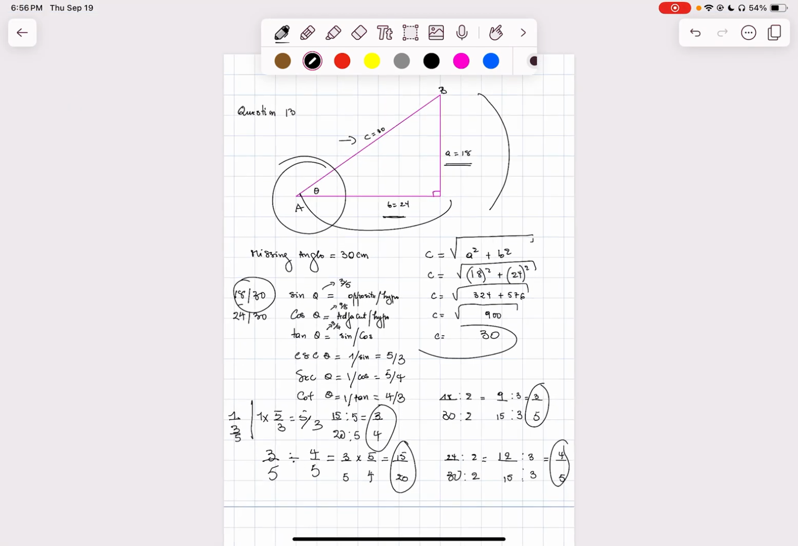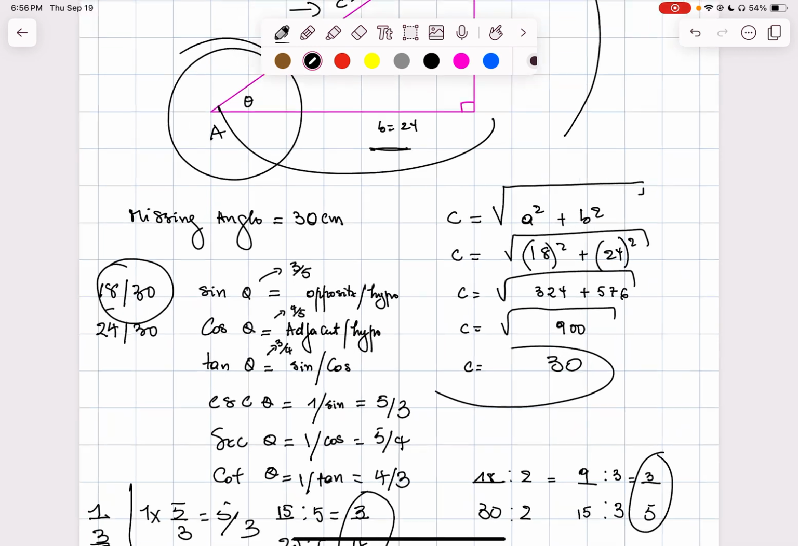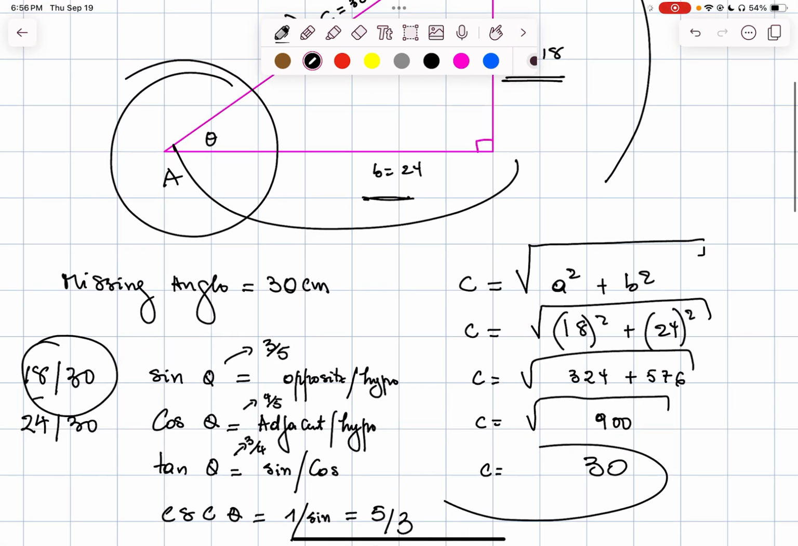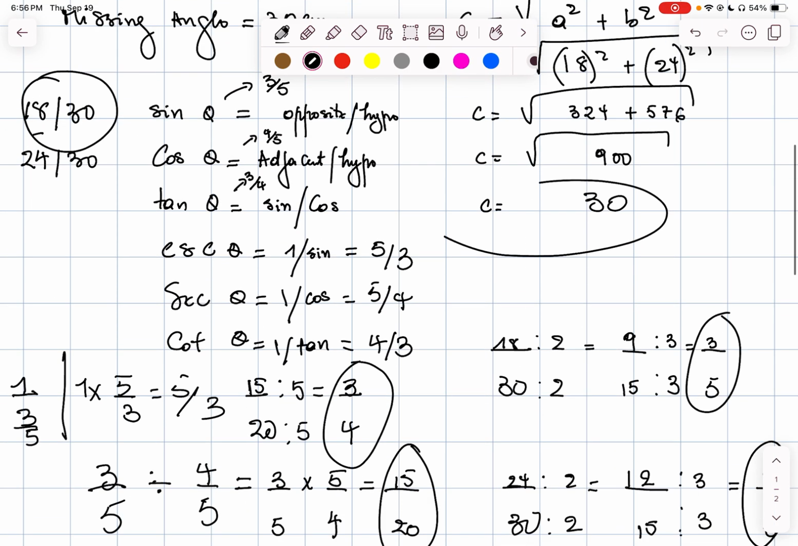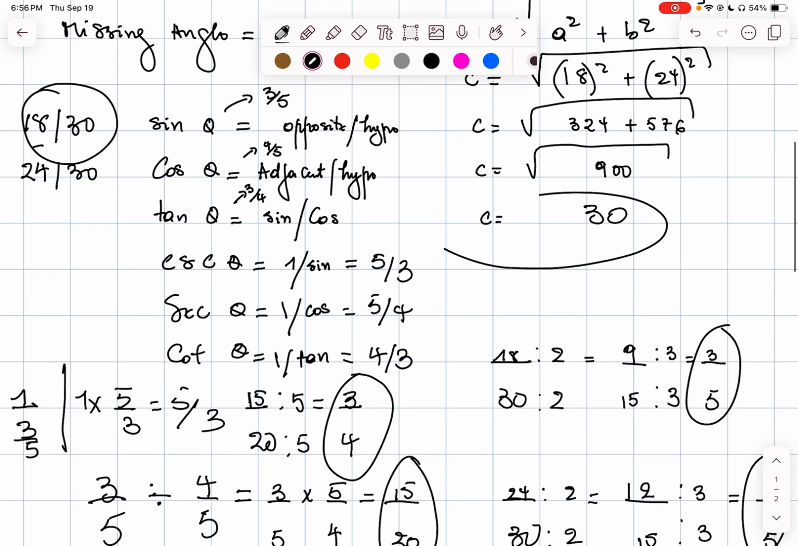So this was number 13 for you. I simplified and tried to really explain everything that I did so that you have a really good understanding of what I was doing. If you still have some questions, feel free to let me know. And that was pretty much it for 13.